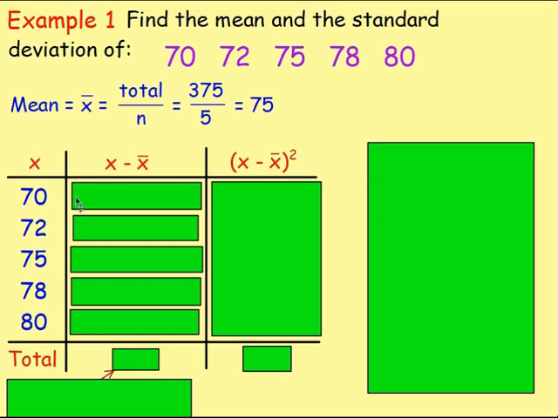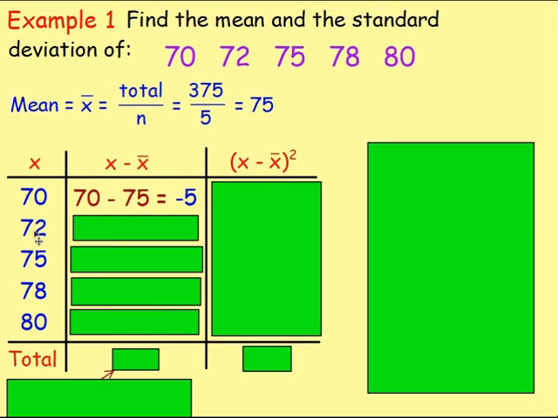Good, so you do 70 take away the mean of 75, and 70 take away 75 gives you -5. Well done, so you get a -5. You don't actually have to write 70 take away 75, you could just write down the -5. I'm just putting that in there so you can see where it comes from.